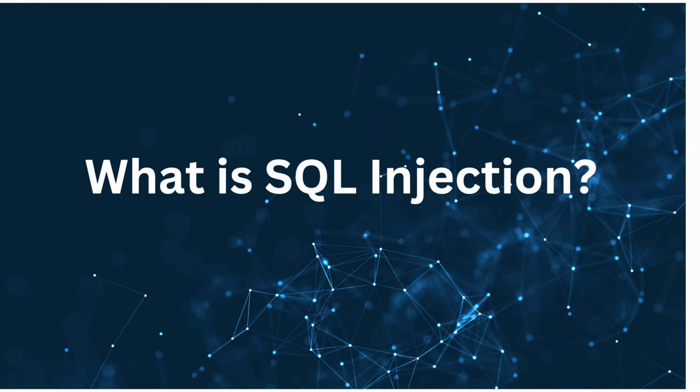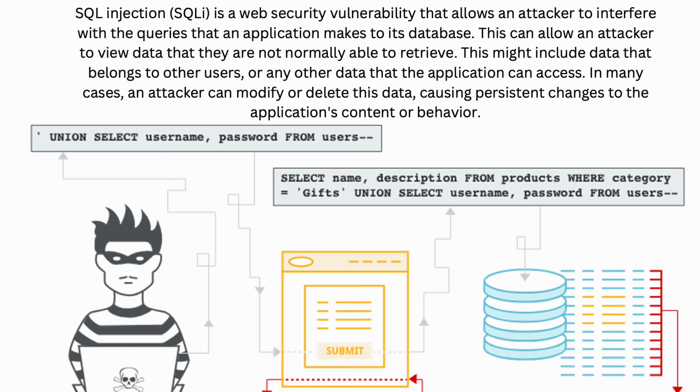What is SQL injection? SQL injection is a web security vulnerability that allows an attacker to interfere with queries that an application makes to its database. This can allow an attacker to view data that they are not normally able to retrieve. This might include data that belongs to other users or any other data that the application can access.